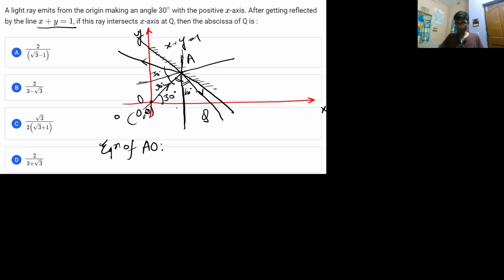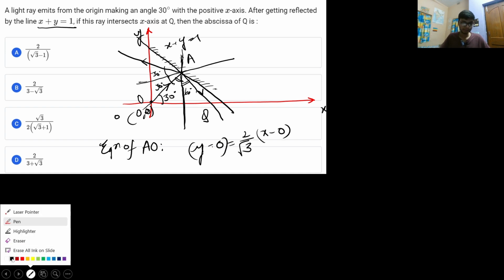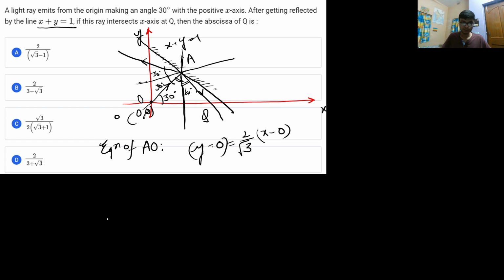So let me get to the equation of line AO. What will be the equation of line AO? The equation of line AO will be y minus 0 is equal to, what is the slope? The slope will be tan of 30, and tan of 30 is 1 by root 3, into x minus 0. So the equation of line AO is y is equal to x by root 3. So this is the equation of line AO.